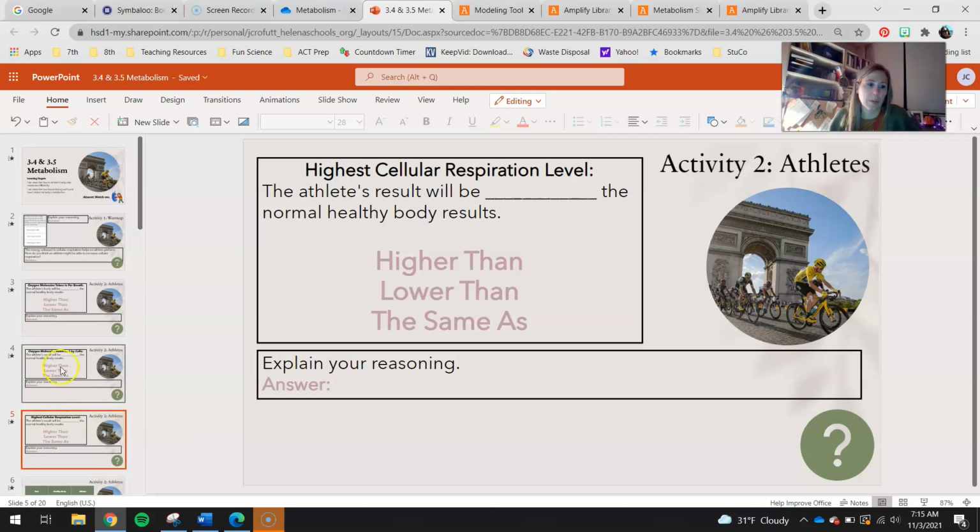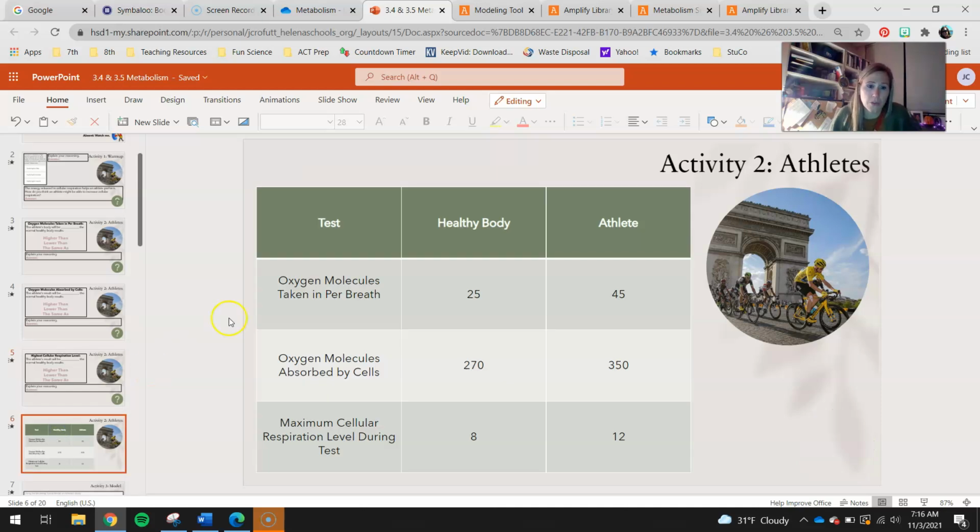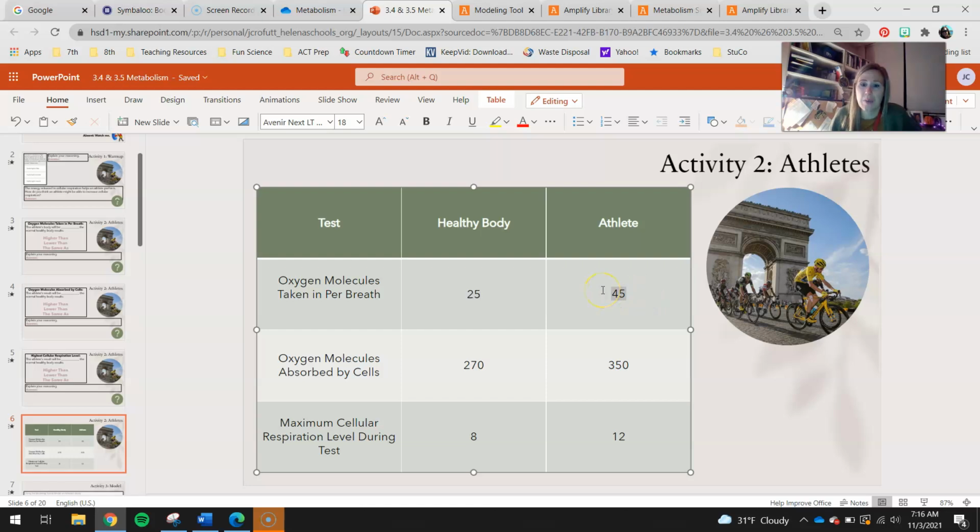All right, so you should have just completed slides 3, 4, and 5, making predictions about how much oxygen is taken in per breath, the amount of oxygen absorbed in the cell, and the highest cellular respiration level in an athlete versus a human. So let's compare some data and see if you're right. Okay, so first test we have here is oxygen molecules taken in per breath. You can see a healthy body takes in about 25 molecules per breath, whereas an athlete takes in about 45. Athletes generally tend to have a higher lung capacity because they've trained their lungs to take in more air than we do.